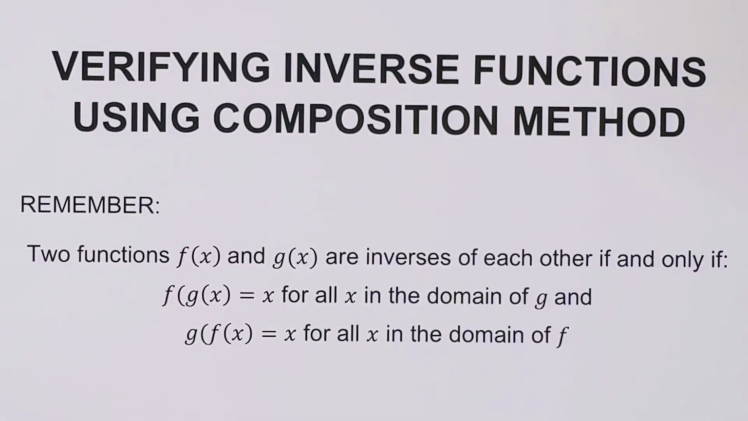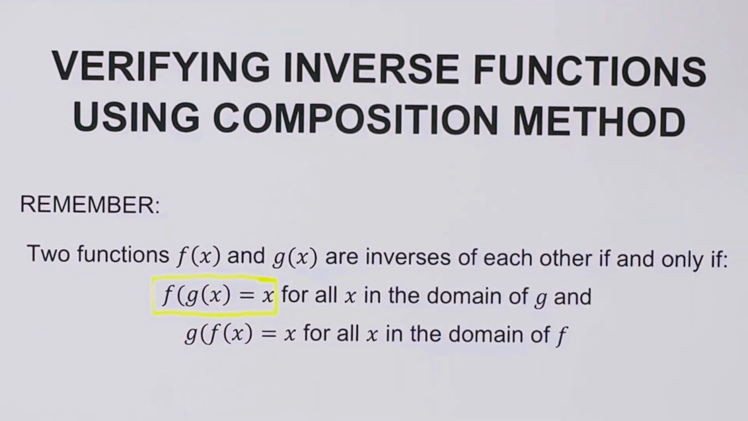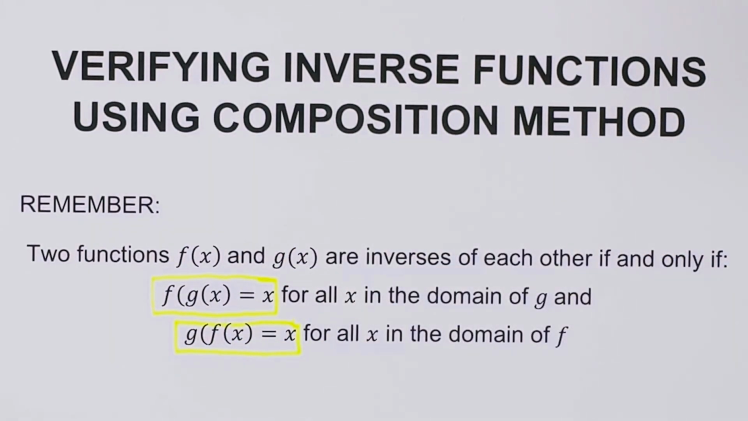Hello everyone. This video will show how to verify if the two given functions are inverses of each other using the composition method. We remember that two functions f of x and g of x are inverses of each other if and only if f of g of x is equal to x and g of f of x is equal to x. To better understand this, let's go over some examples.